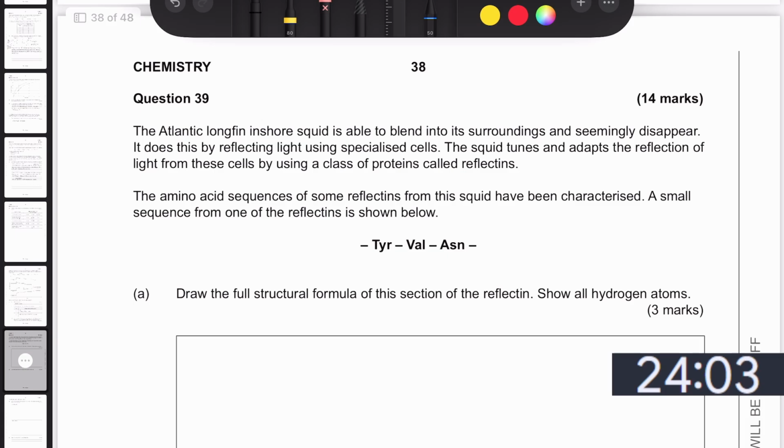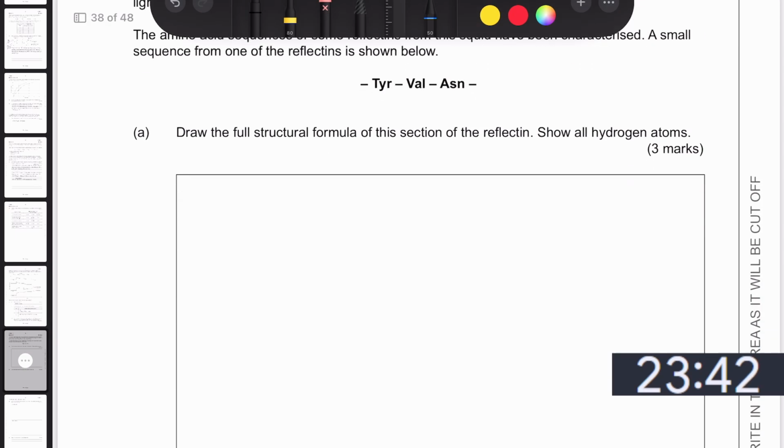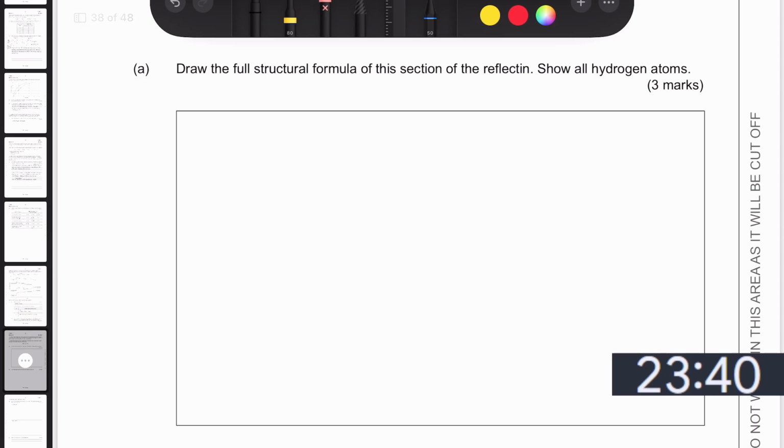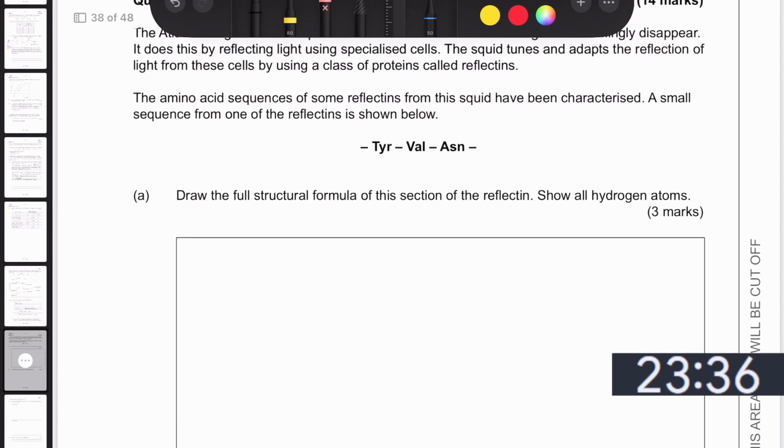Page 38. An Atlantic longfin inshore squid is able to blend into its surroundings and seemingly disappear. It does this by using specialized cells. The squid tunes and adapts the reflection of light from these cells by using a class of proteins called reflectins. Very smart. The amino acid sequence of some reflectins from the squid has been characterized. A small sequence from one of the reflectins is shown below. Section showing all hydrogen atoms. Oh my god. Okay. What's TYR?